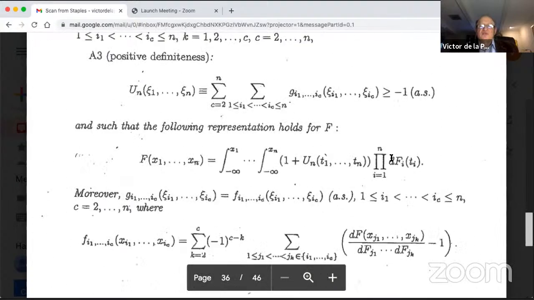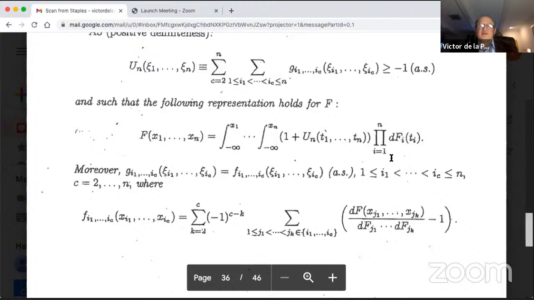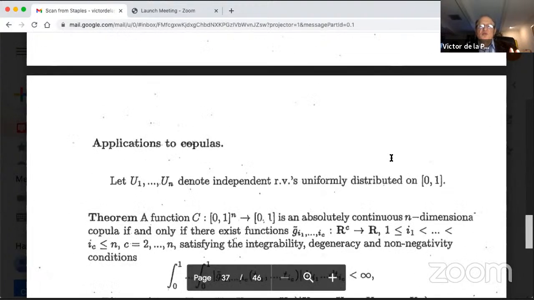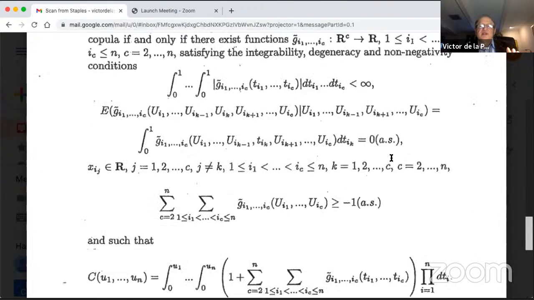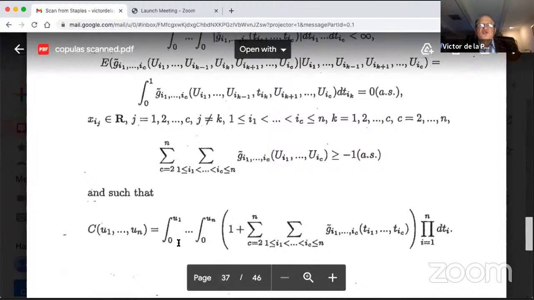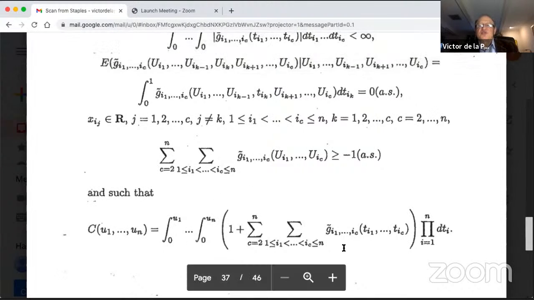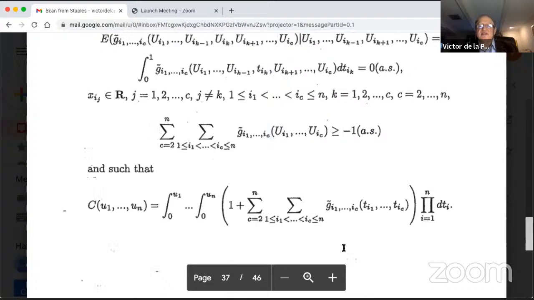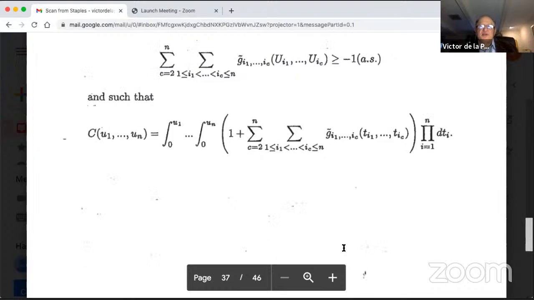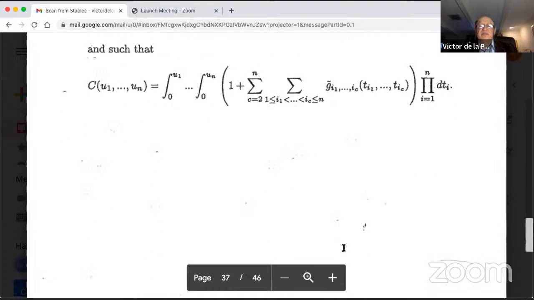Now, I'm not going to go into this, but the point is that every copula can be written as a function of a sum of U statistics. And this is a very powerful technique that allows you to decouple arbitrary distributions by using information theory. You can look at that in the paper.